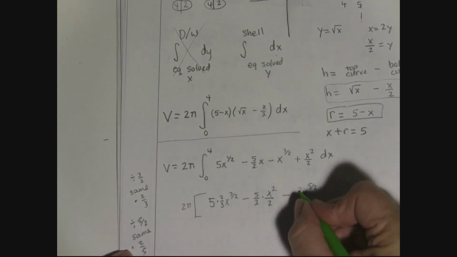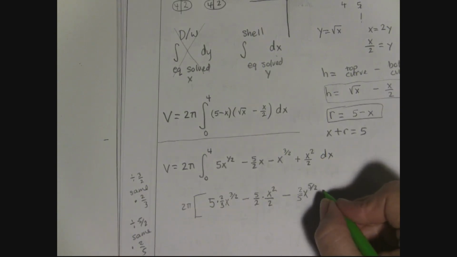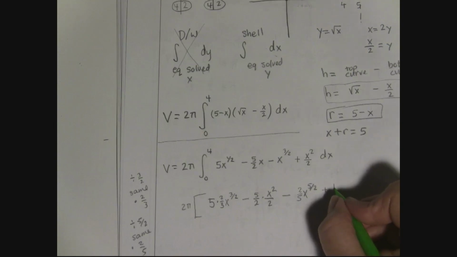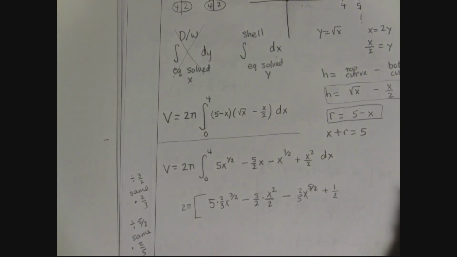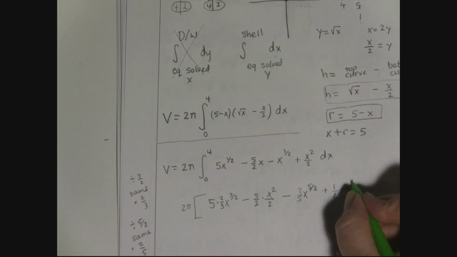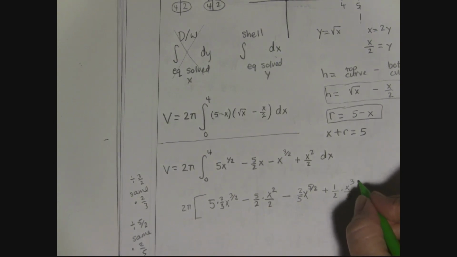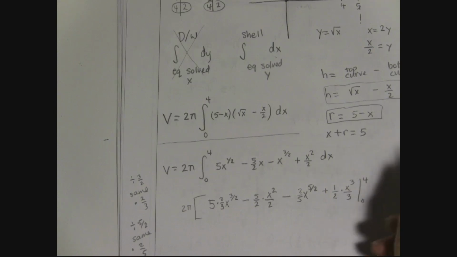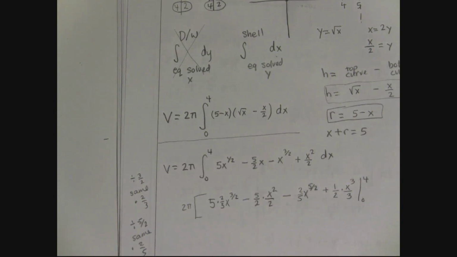So I'm going to put right here times 2/5. And then plus the 1/2 is going to hold still right there. And then I have x to the 3rd over 3. And I'm going to do that from 0 to 4. And I feel really grateful that 0 is 0.